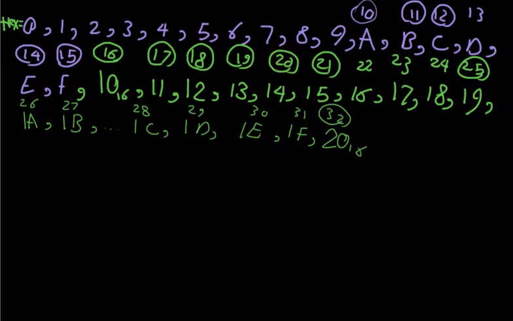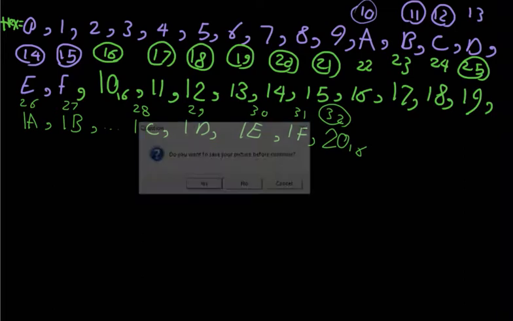And now we're going to learn how we can add two hexadecimal numbers together. I'm just going to open another window here and change the color.